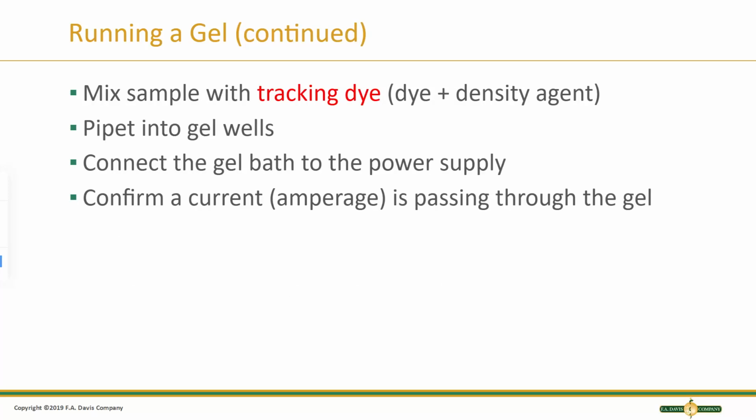We mix the sample with tracking dye plus a density agent, and then we pipette it into the wells of the gel. We connect the gel bath to the power supply and confirm a current or amperage is passing through the gel. Typically, we can determine that when we see little bubbles starting to form inside the bottom of the gel container.